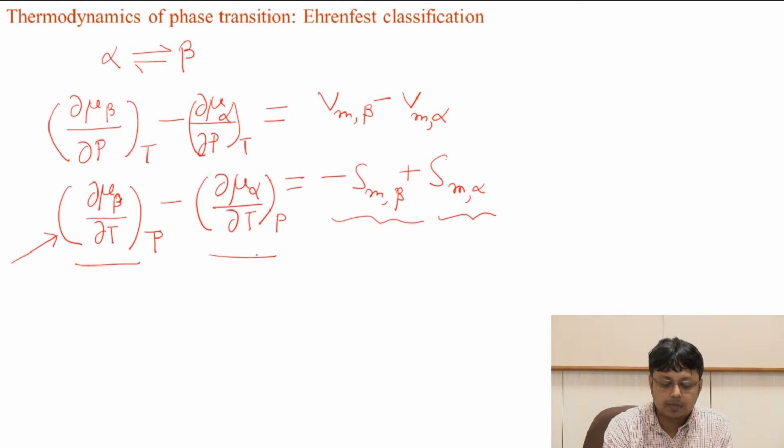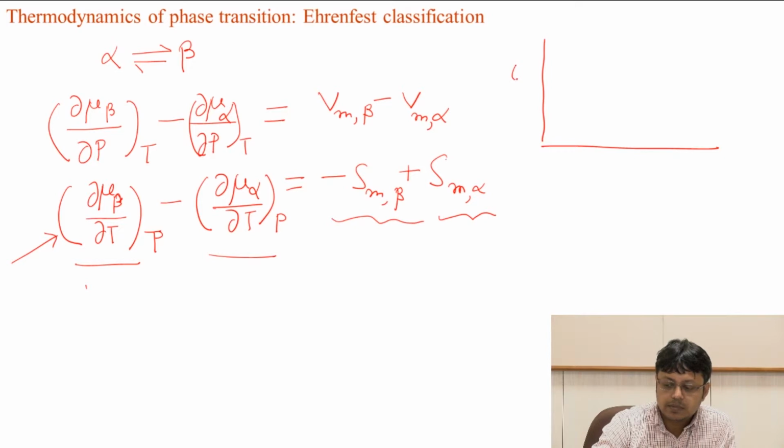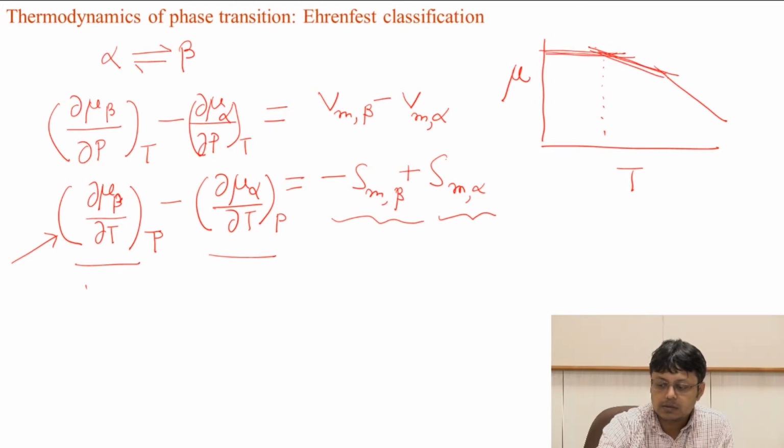So which means the slope of the curve for the alpha phase and the beta phase should change, and we already discussed it when we plotted mu versus T or G versus T while going from solid to liquid to gas. We showed that there is a change in the slope. The slope was like this for the solid, and the slope is changing for the liquid. So Ehrenfest's phase classification for phase transition is according to this particular definition.